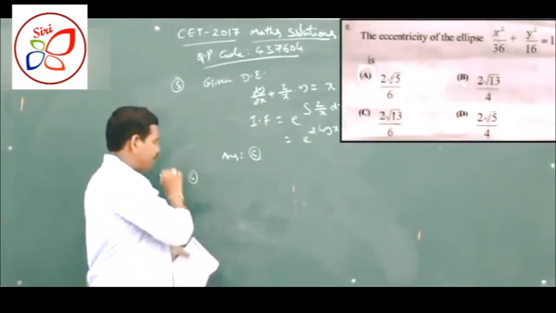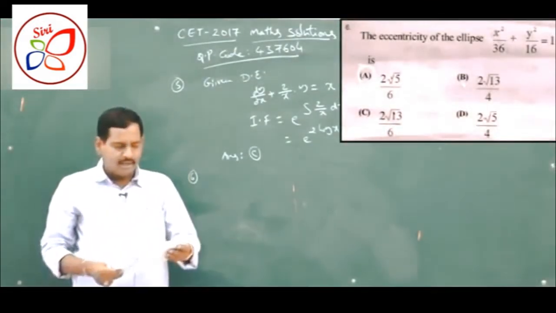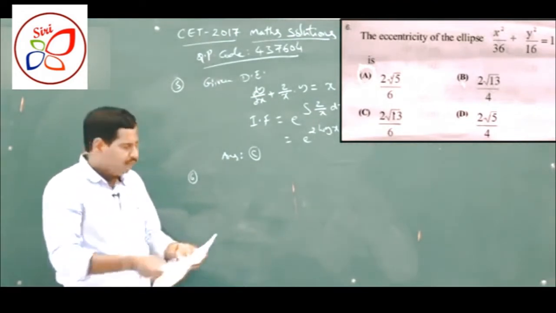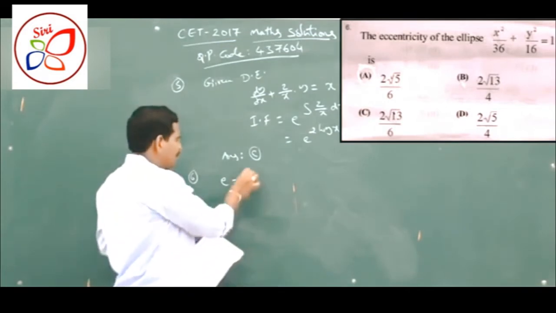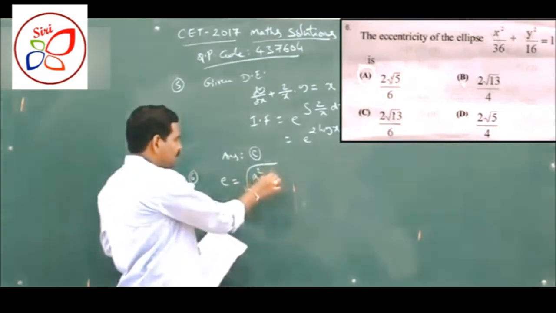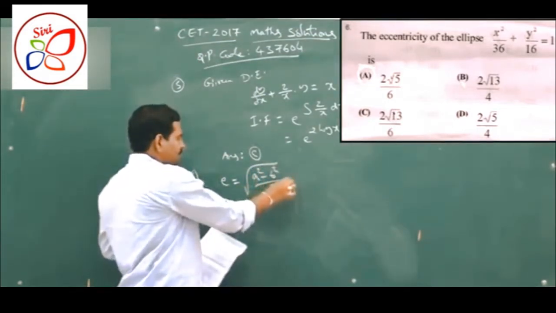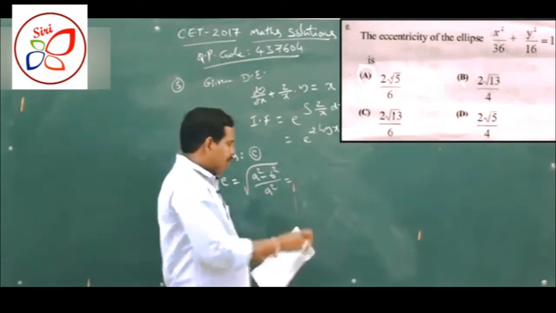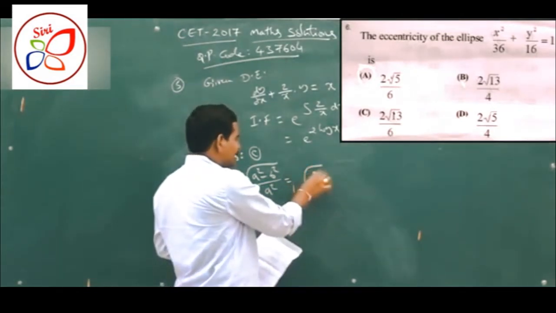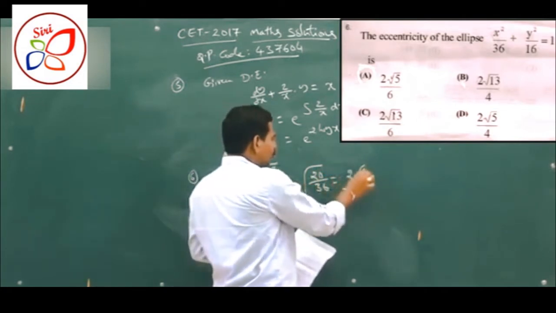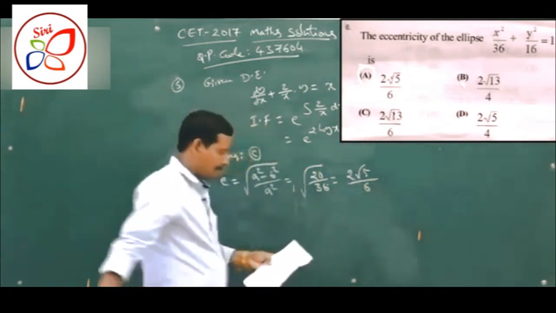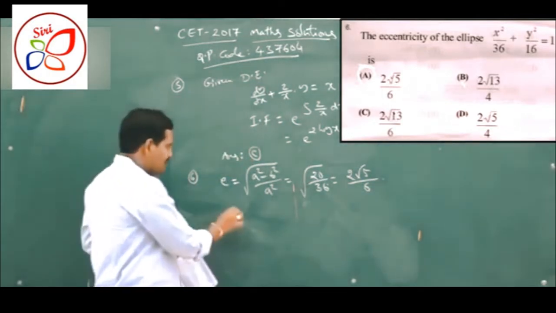Sixth question. This is from geometry, conic section ellipse. We want eccentricity e. Here A is more than B. So answer is under root A square minus B square by A square. So it is equal to 36 minus 16 is 20 by 36. This means 2 root 5 by 6. So first option A.